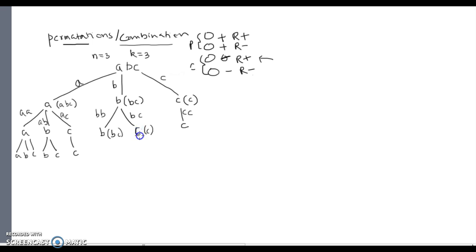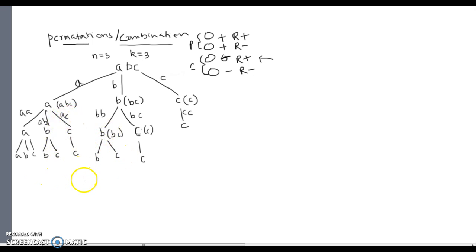So the C branch eventually has only one choice, which is C, and the B can still branch out to be either a B or a C. This is where our recursion says that we have reached our subset size. So we return from here, and then we can choose a C from here, and then we return.